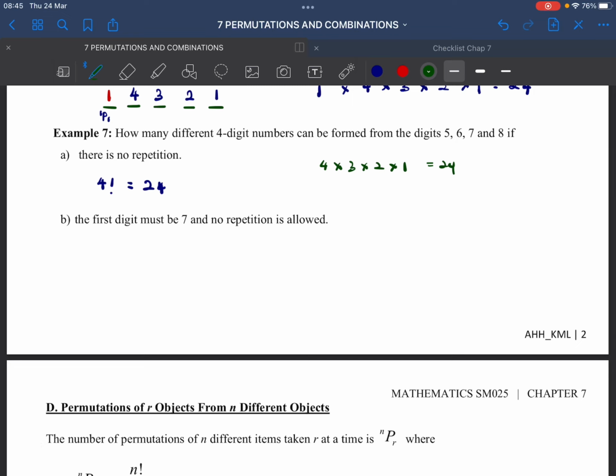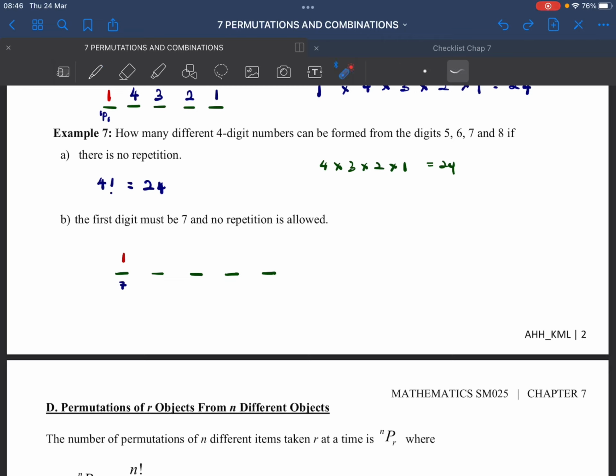The first digit must be 7 and no repetition is allowed. Okay, so we have 4 digits, 1, 2, 3, 4. First digit has to be 7. Like just now, the director must sit at one chair. Like this, 7 must sit at one place. So there is only one way that this can happen, because it is only the number 7. So there is only one way there.